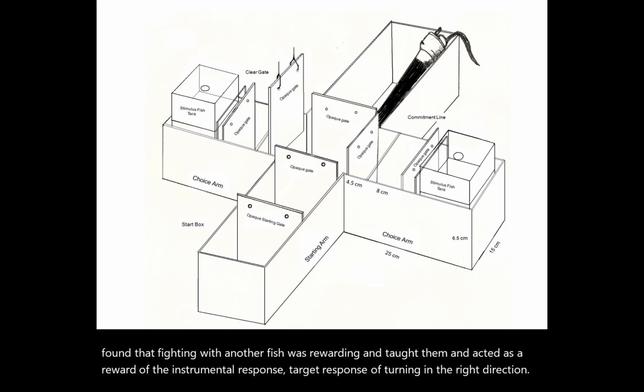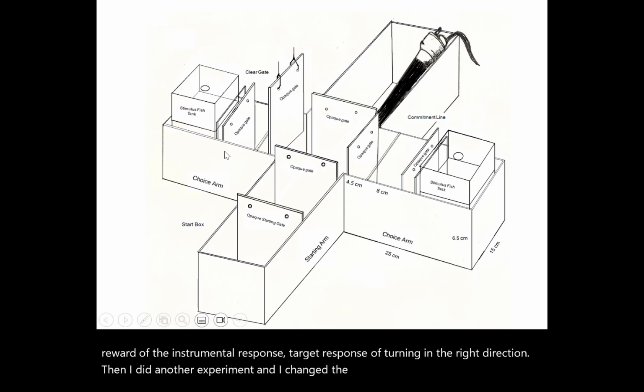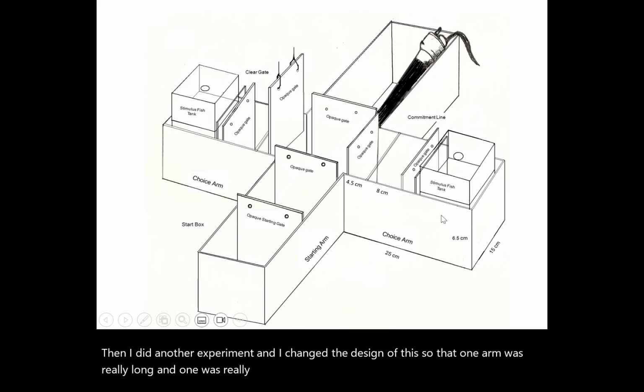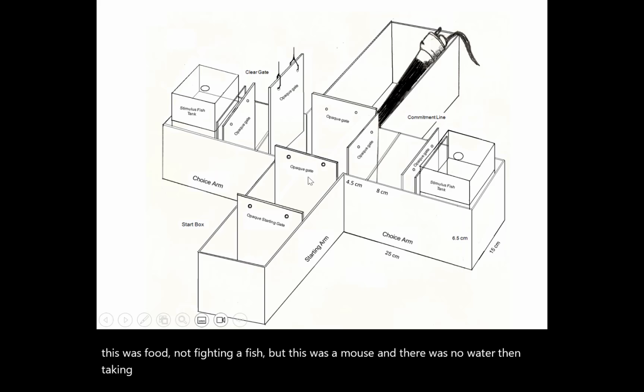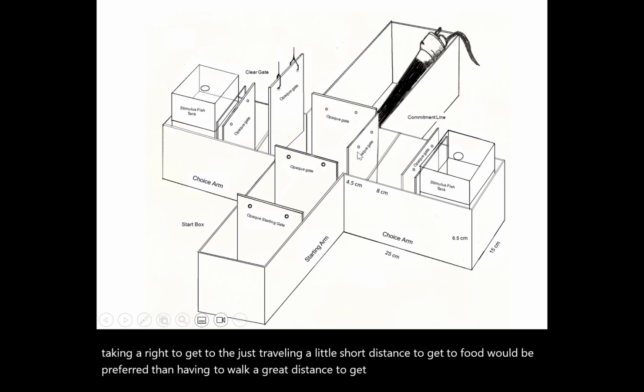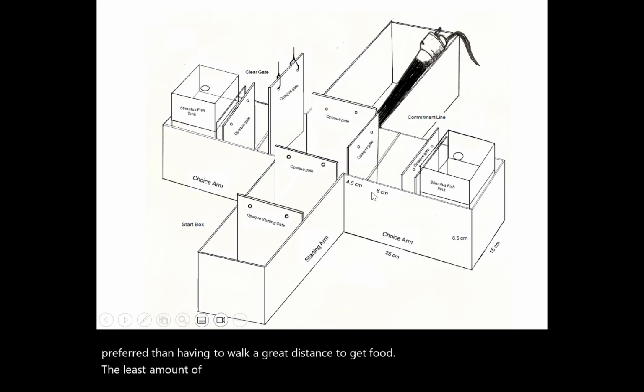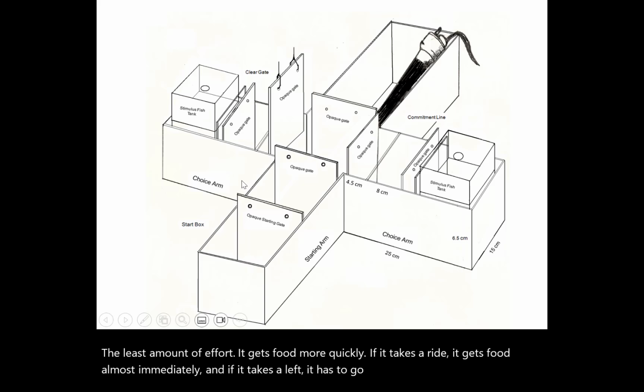Then I did another experiment, and I changed the design of this so that one arm was really long and one was really short. And I had the idea that, okay, if this was a mouse and this was food, not fighting a fish, but this was a mouse and there was no water, then taking a right to get to just traveling a little short distance to get to food would be preferred than having to walk a great distance to get food. The least amount of effort. It gets food more quickly. If it takes a right, it gets food almost immediately. And if it takes a left, it has to go down about a yard before it can get food.